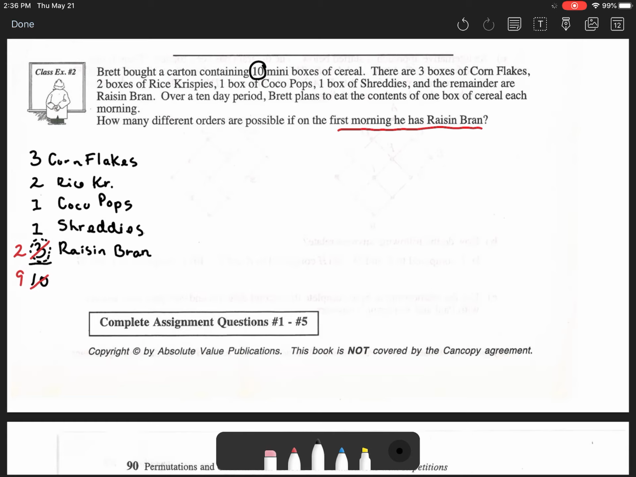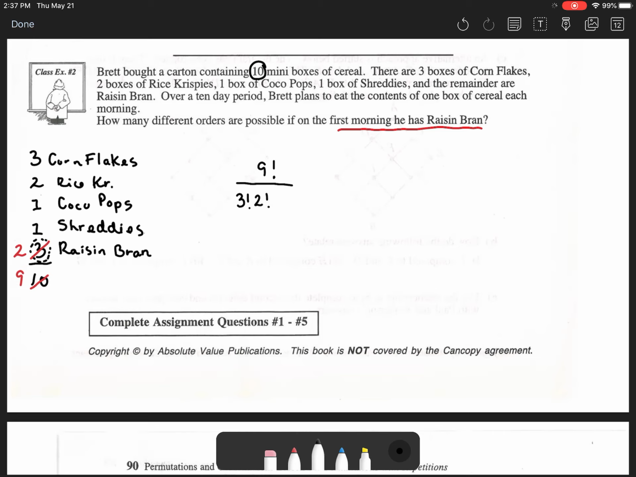So the boxes of cereal here are just like letters in any of the questions that we've dealt with so far today. How many boxes of cereal are there? Well, there are 9. So the way that I can order 9 boxes of cereal is 9 factorial. But of those 9 boxes of cereal, there are types of cereal that are repeated. There are 3 boxes of cornflakes. Just like 3 letters that are repeated, I divide by 3 factorial.